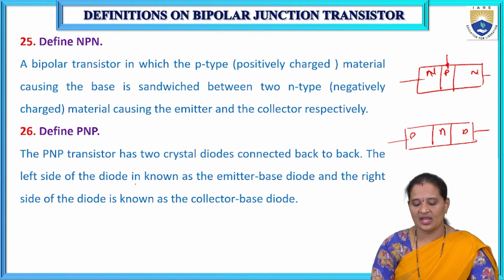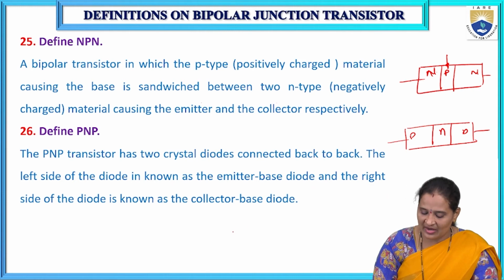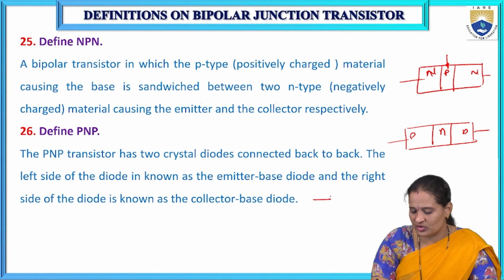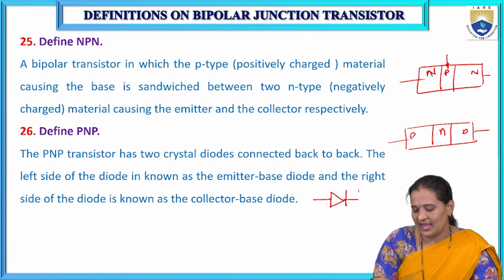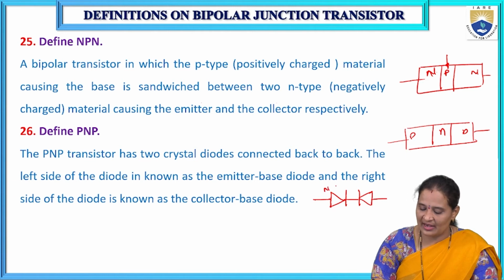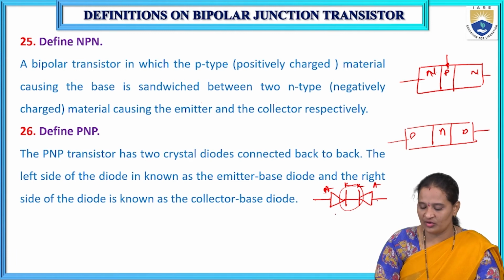The left side diode is known as emitter to base diode, and the right side is the collector to base diode, so that is back-to-back connection. How can we show the back-to-back connection here? For example, if it is a PNP transistor, so P, N, P. This is P-type material, anode. This is cathode, right? This is cathode and this is anode. So these are negatively charged, nothing but N-type materials. So PNP transistor. If you want to form an NPN transistor, how to connect them?